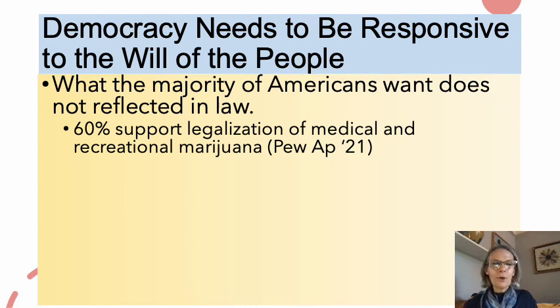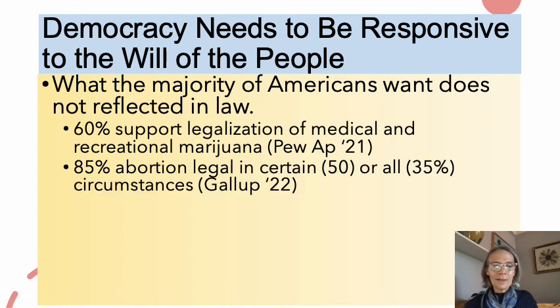So according to a Pew poll in April of '21, 60% of Americans support legalization of medical and recreational marijuana. So that's more than just 50% plus one. But last I checked, marijuana is still a Schedule I narcotic. It's still illegal at the federal level. So the will of the people isn't getting reflected at the federal level on that.